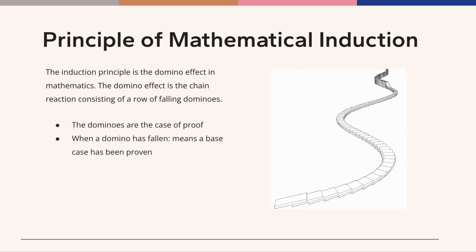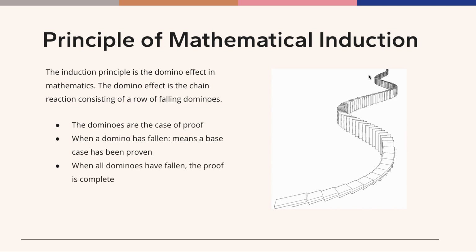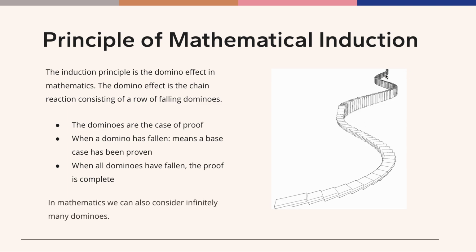When a domino has fallen, it means a base case has been proven. So as you can see from this GIF, when this one fell, the other that stands next to it also fell, from one to another. When all dominoes have fallen, then the proof is complete. In mathematics, we can also consider indefinitely many dominoes.